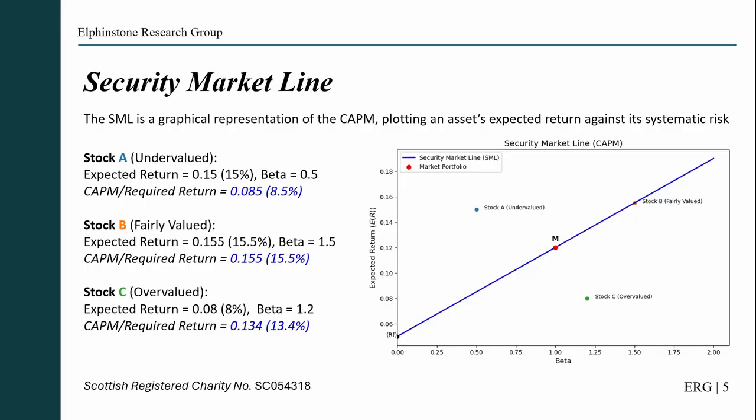A stock that lies below the security market line is overvalued as it provides a lower return for the required risk. In this case, we can see that stock C lies below the security market line, and so it's overpriced.